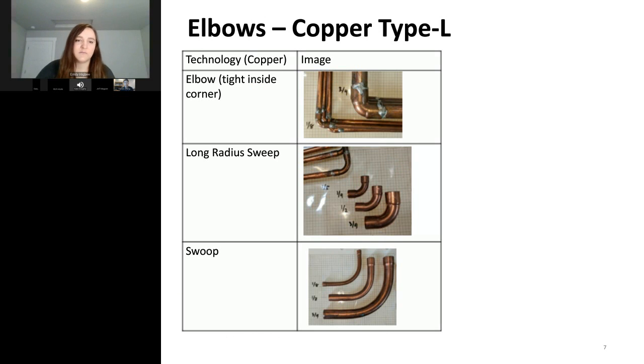This is just showing some of the materials we've tested so far. So this is copper, type L. We have different types of elbows that we're testing. So we have what we're calling a short radius sweep and a long radius sweep. We also have something called a swoop, and just longer radius is the difference between those.